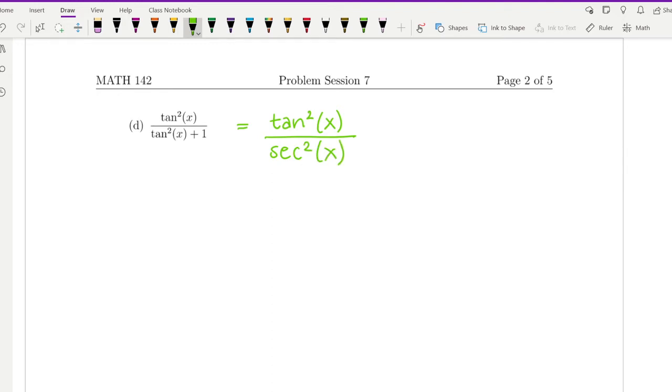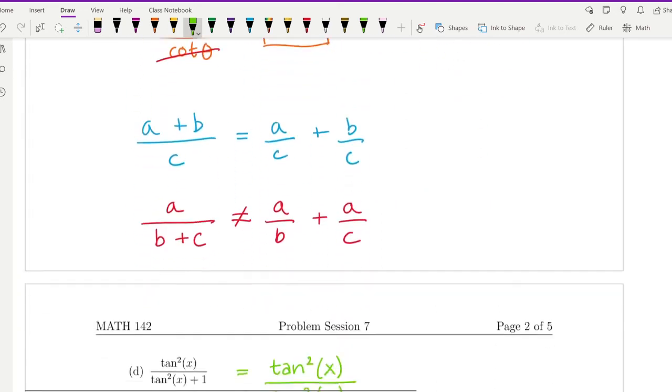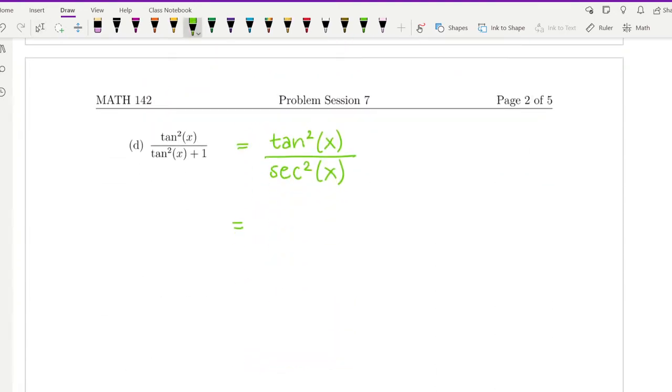Okay, so where do we go from here? Well, now we want to rewrite things in terms of sine and cosine, because there's not really much else to do, right? We used an identity. Now we just have something similar to what we had on the first problem, right? Just one trig function over one trig function. Only difference is they're squared. But yeah, let's break these down into sine and cosine. So tangent is sine over cosine. So tangent squared is sine squared over cosine squared. So we have sine squared of x over cosine squared of x all over 1 over cosine squared of x.